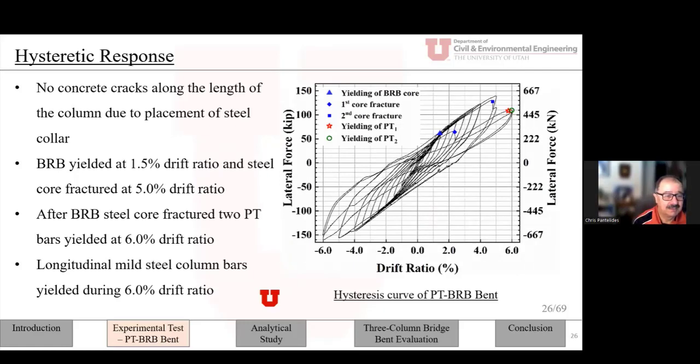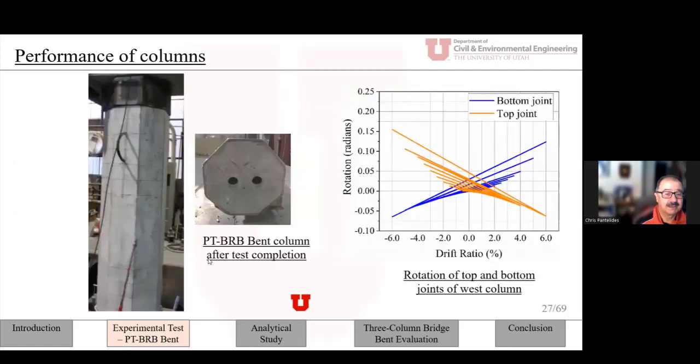Here you can see the rotation in radians versus the drift ratio, both at the top and the bottom. Very adequate rotation, although not perfectly symmetric. As far as the longitudinal bars, we yielded, as I mentioned, on the east face of the east column at the bottom, but that didn't happen until 6%. And on the west face, we actually didn't have too much, about 50% of yield at 6% drift ratio.